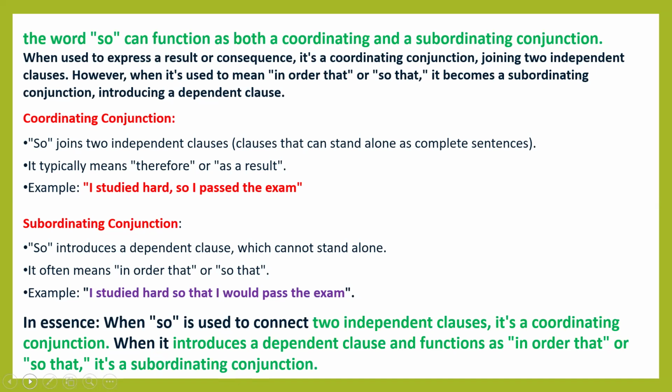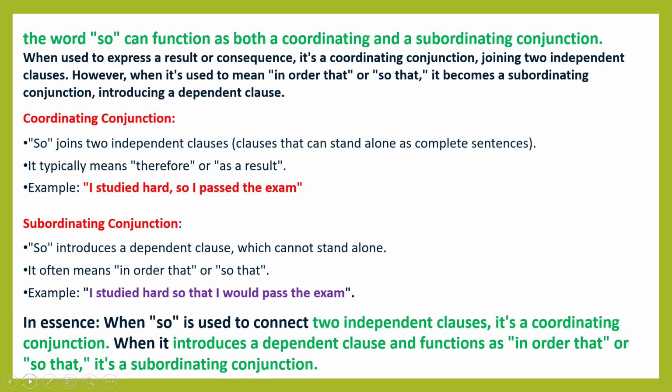However, when it is used to mean in order that or so that, it becomes a subordinative conjunction. It links the main clause and the dependent clause. Look at the example. So joins two independent clauses. It typically means therefore or as a result.